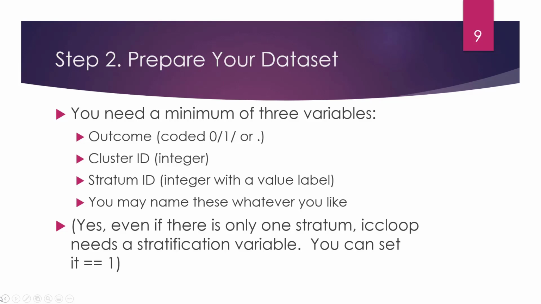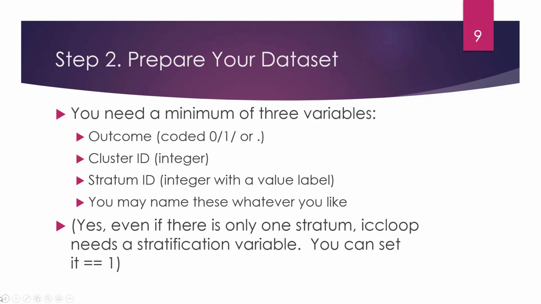You already have a data set, that's why we've contacted you, and you probably have it in a format where there's one row in the data set per child. In order to run ICC Loop, we need to have an outcome variable, and that needs to be coded 0, 1, where 0 means the child did not have the outcome of interest, and 1 means they did. Or it can have a missing value if that child or the person represented in that row is not in, for instance, the age group that we are interested in.